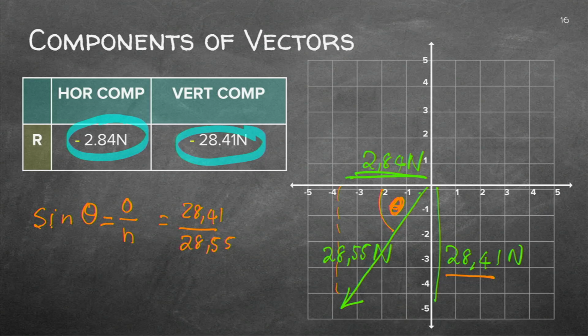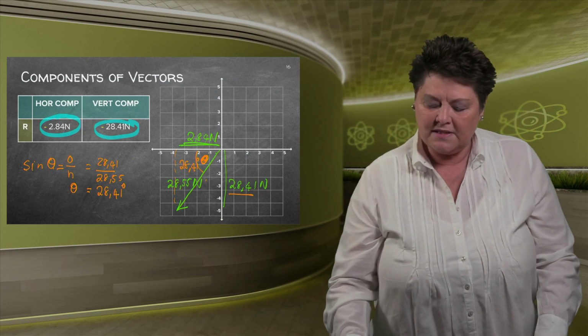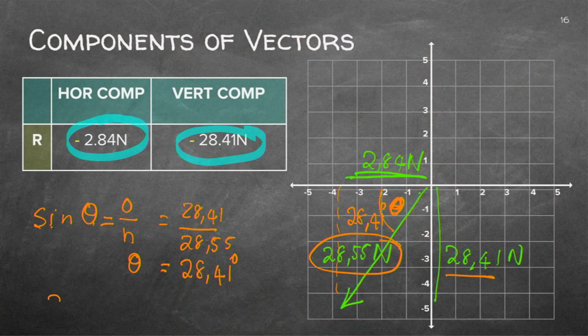And remember, it's sine theta. So I've got to do shift sine to get the answer. And when I did that, I got 28.41 degrees, which means that angle there is 28.41 degrees. You would then present your answer as saying the resultant of those three is 28.55 Newton, and it's 28.41 degrees, let's say, south from west.